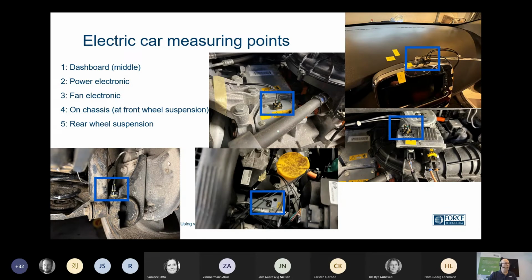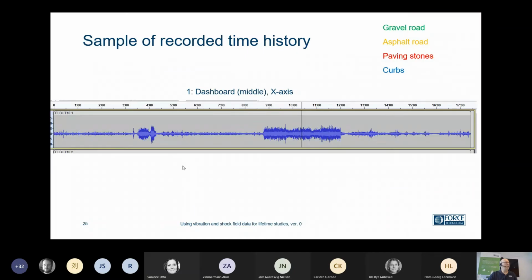And when we look into the results of this kind, then I have a time history here. We can see the timeline. It took about 17 minutes to drive this same road, where once again we have a piece with gravel road. We have some asphalt road with different conditions. You can see they are in different shape. We had the paving stones, and then we had some curves at the start and at the end where we drove over some curbs. And this one is measured in the dashboard in the middle, and this is in the driving direction.